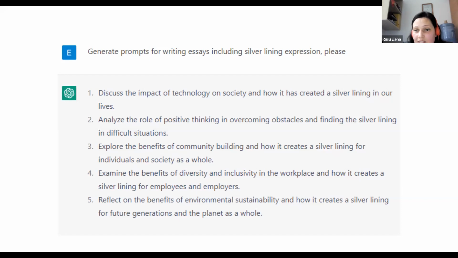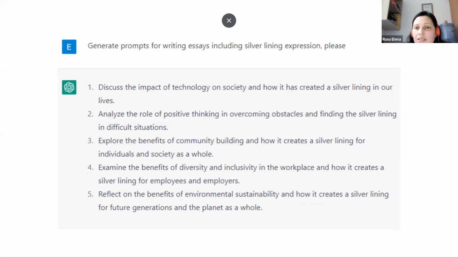In such a way, I looked for different prompts for writing essays, including these silver lining expressions, and have a look at the variety of the prompts provided by ChatGPT. Discuss the impact of technology in society and how it has created a silver lining in your lives. Analyze the role of positive thinking in overcoming obstacles and finding the silver lining in difficult situations, and other much more interesting possibilities.